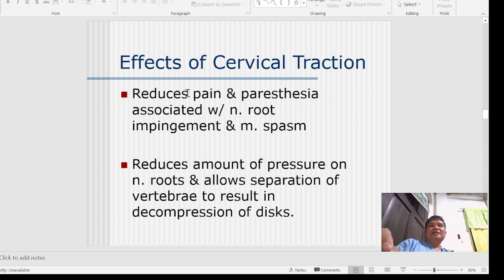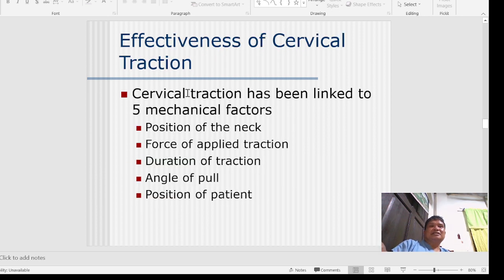The effects of cervical traction, or even lumbar traction, are that it reduces pain and paresthesia associated with nerve root impingement and muscle spasm. It reduces the amount of pressure on the nerve roots and allows separation of the vertebrae, resulting in decompression of the disc.